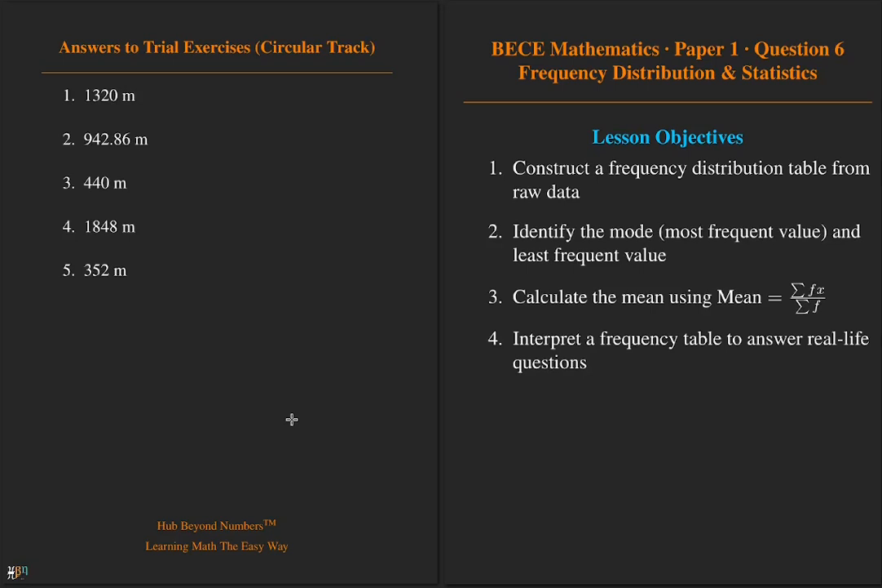On the left hand side, we have solutions to the trial exercises of question 5C. And you can use that to compare what you have to check for your accuracy. Without much ado, let's quickly look into it.